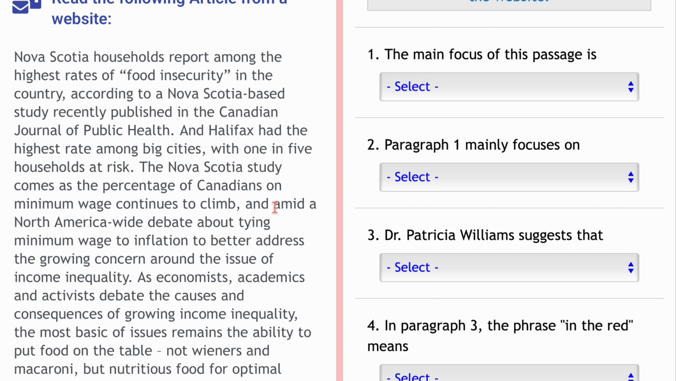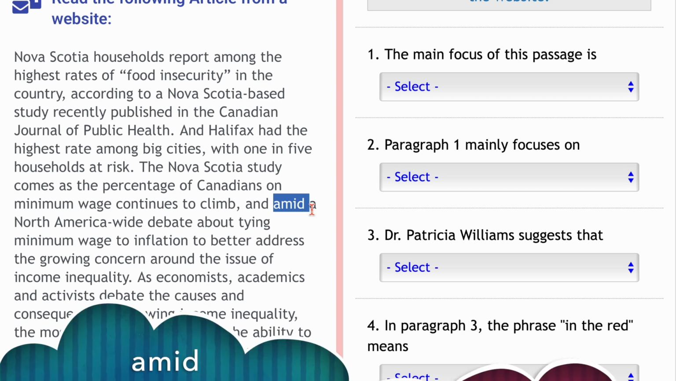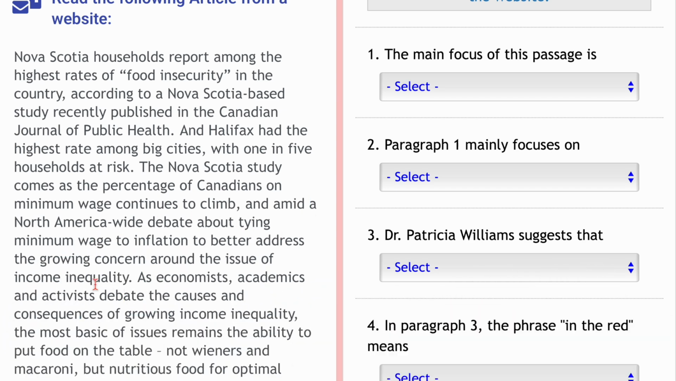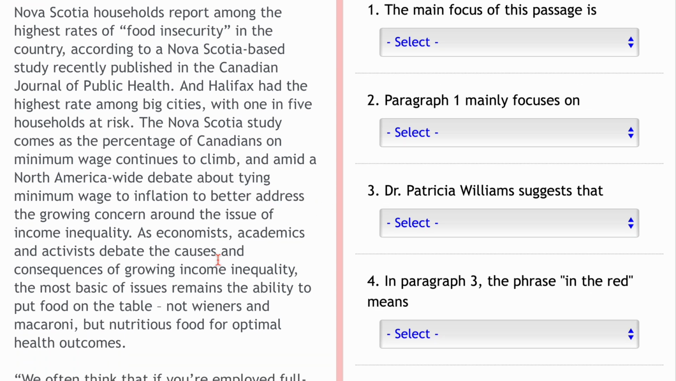Okay, amid means it's happening. So they're having a debate about connecting minimum wage with inflation, okay? And they're trying to understand this. And also income inequality, it does exist as well in Canada, particularly, of course, between the middle class and the low income, okay? There is a difference between average income and low income.